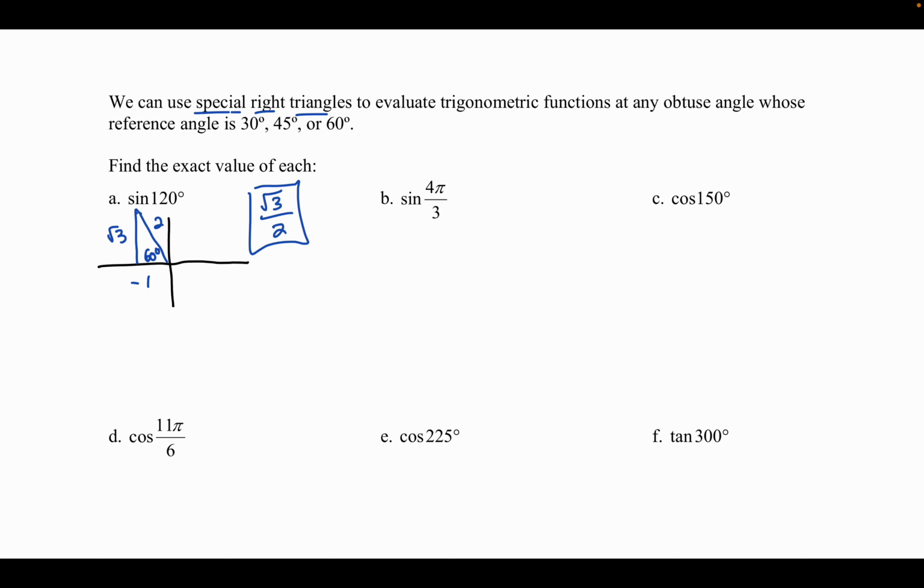Our next example is sine of 4 pi over 3. So 4 pi over 3, if we draw that, that ends up in the third quadrant down here. The reference angle, we'll just go ahead and do it in degrees, would be 60 degrees again. You can fill in the side lengths with our special right triangles. Hypotenuse is 2. The short leg would be negative 1. Long leg would be negative square root of 3. Sine then is the opposite over hypotenuse, so it's going to be negative square root of 3 over 2.